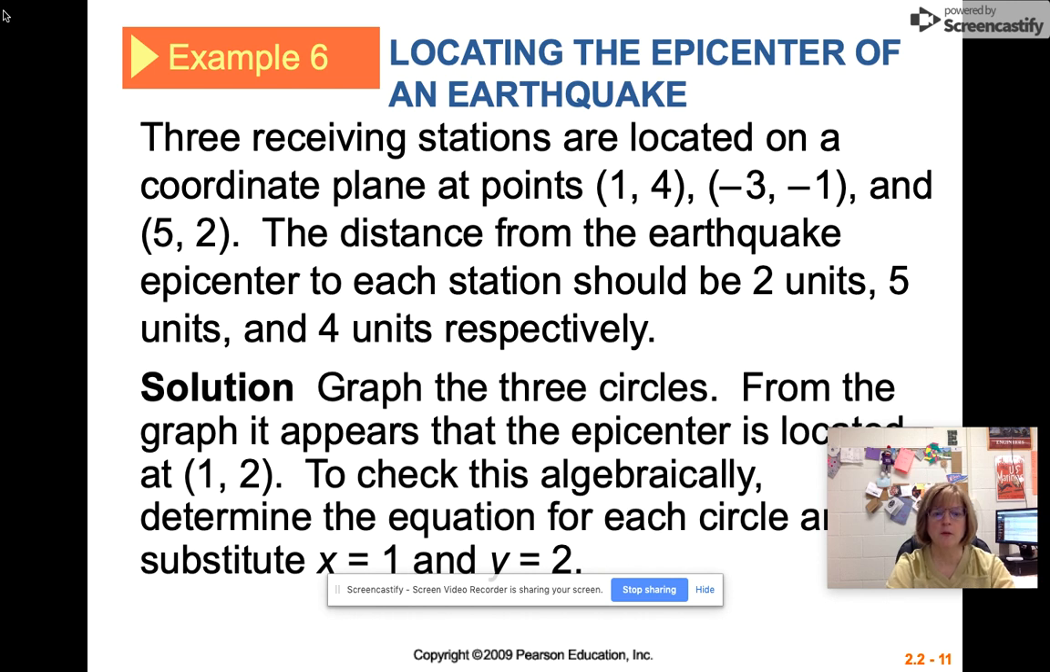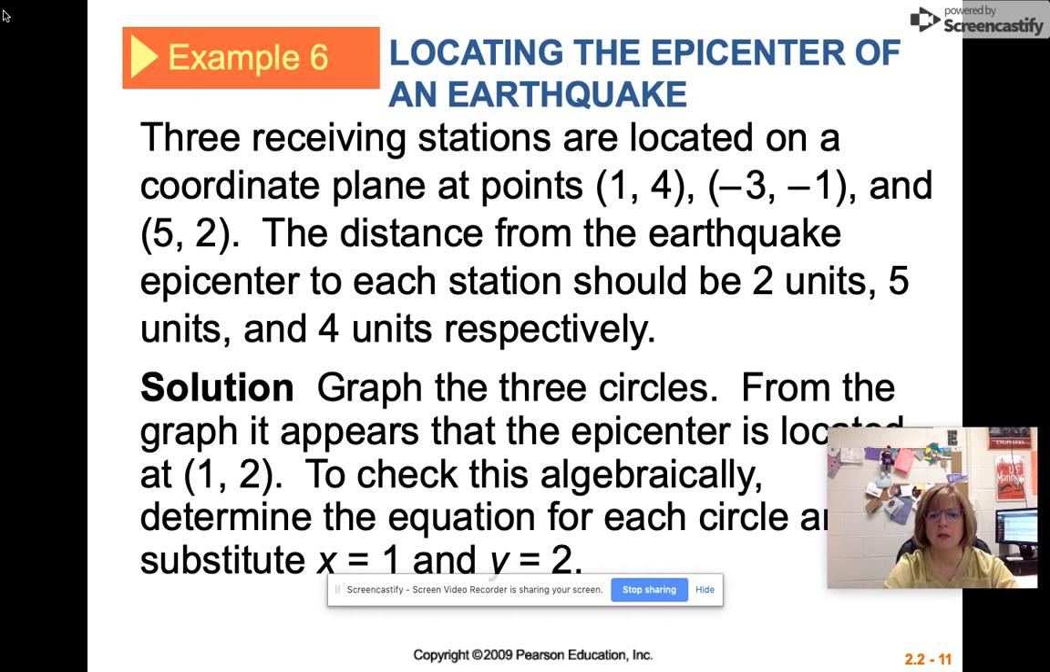Now here's a word problem. This has to do with an earthquake. So how do they determine where the epicenter of an earthquake is located? Well, in this case, there are 3 receiving stations. These 3 stations feel the vibrations from the earthquake. And based on their data, they know that the distance from the epicenter to their station is 2 units, 5 units, and 4 units.